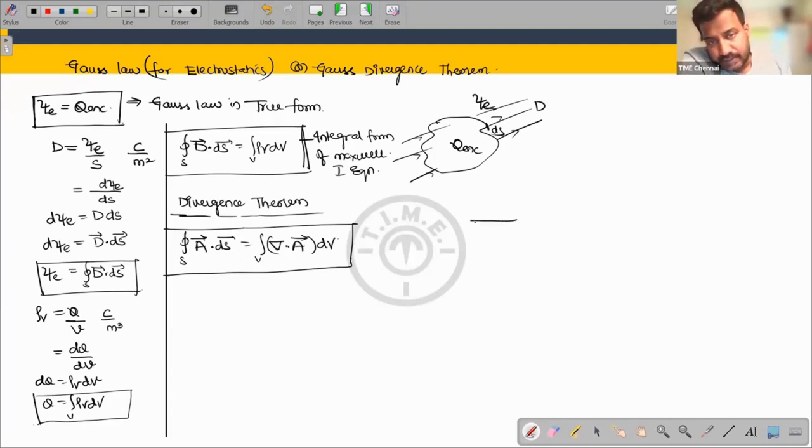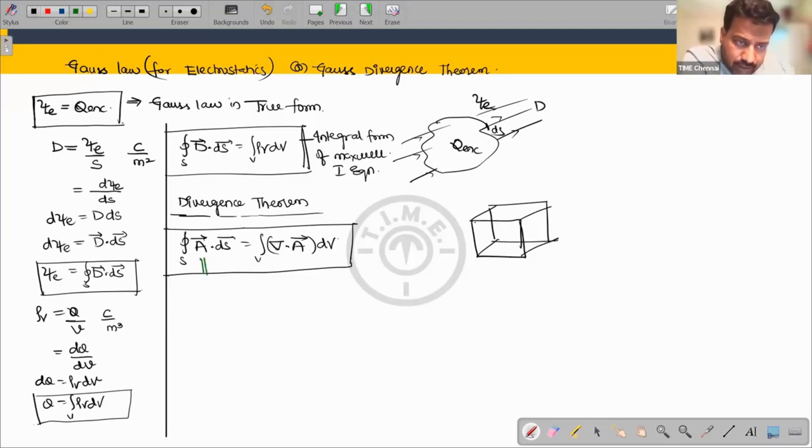Divergence theorem states that if you consider this A to be some energy source, for example, something like a light source, then the amount of light that is kept on this closed surface will be equal to the amount of light that is diverging into this volume. As simple as that.